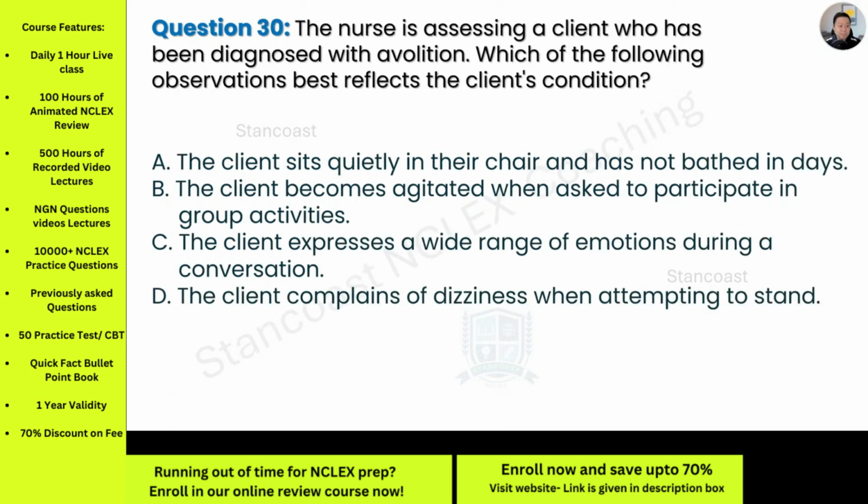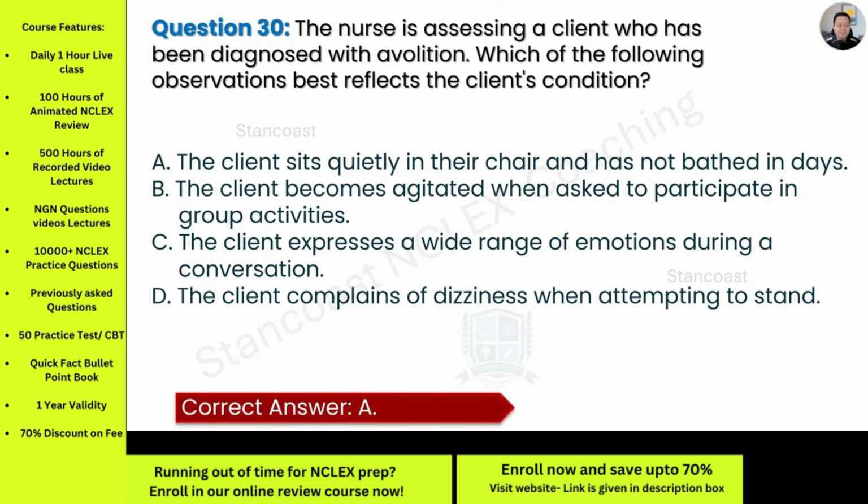Number 30, the nurse is assessing a client who has been diagnosed with avolition. Which of the following observations best reflects the client's condition? A, the client sits quietly in their chair and has not bathed in days. B, the client becomes agitated when asked to participate in group activities. C, the client expresses a wide range of emotions during a conversation. And D, the client complains of dizziness when attempting to stand.